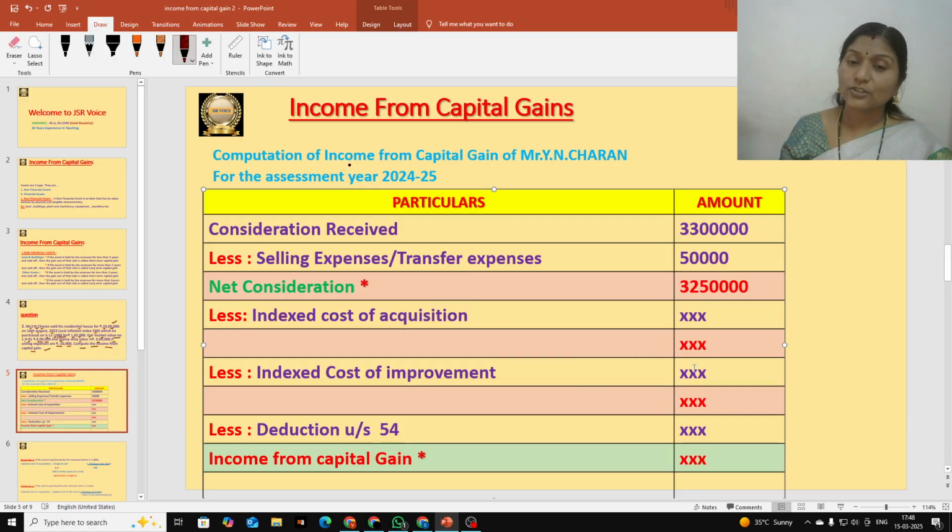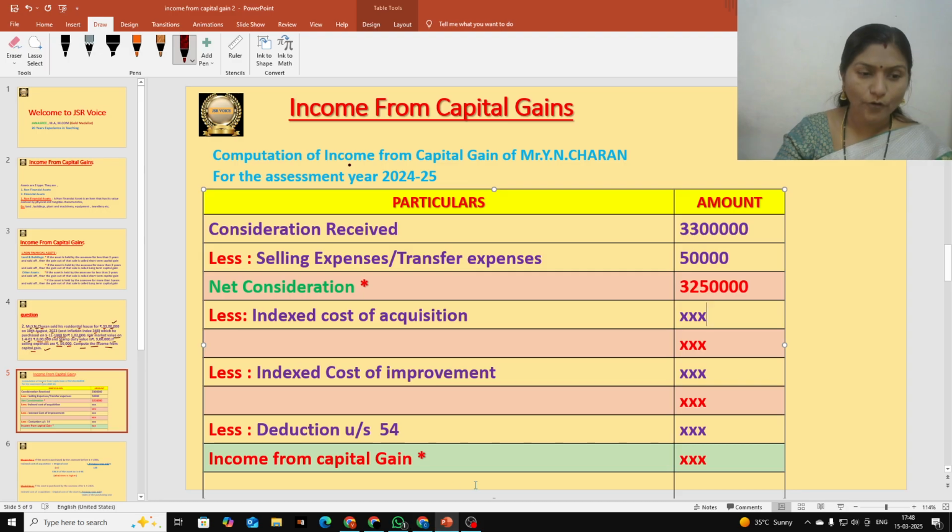Do we have indexed cost of acquisition in the question? No, it is not available. We have to calculate that indexed cost of acquisition. How to calculate it? Let us take the formula. So what formulas are there for calculation of indexed cost of acquisition?